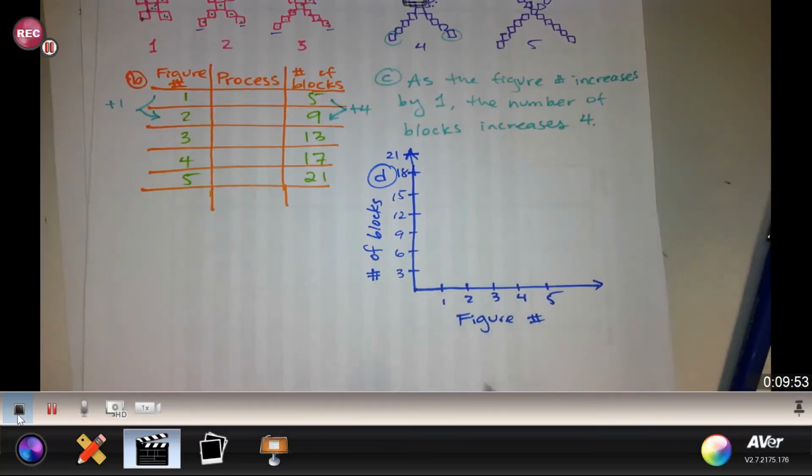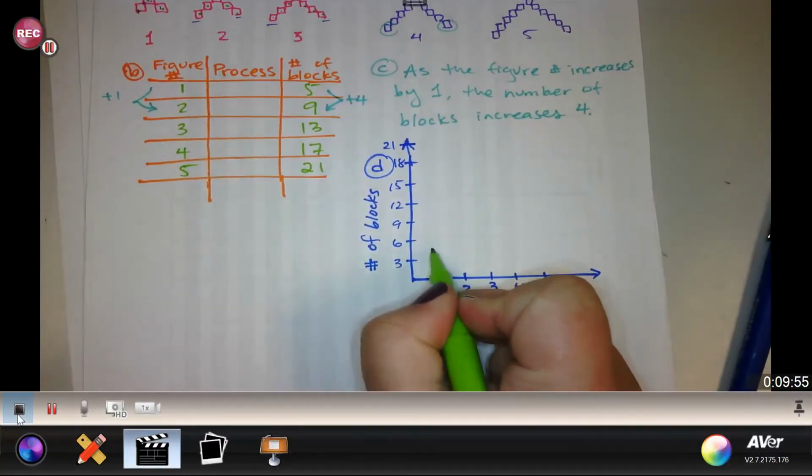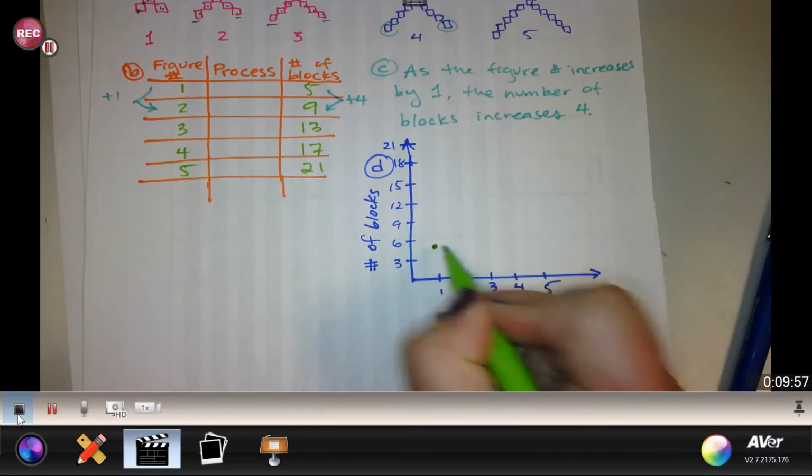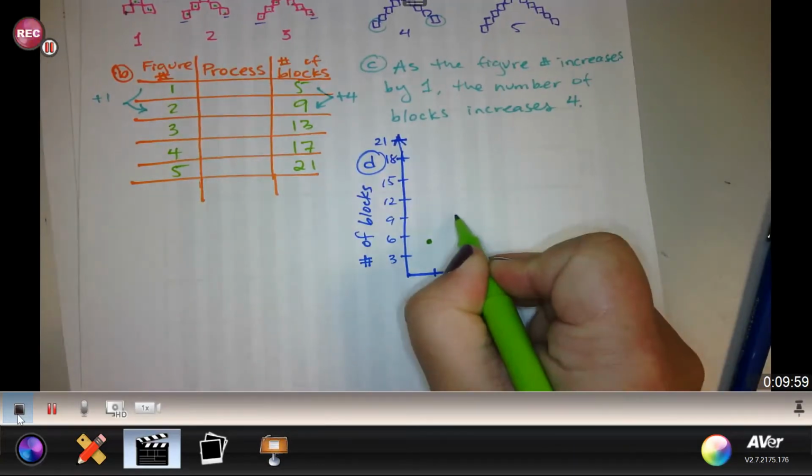Okay, so figure 1 has 5 blocks. I'm going to go up to almost 6, but not quite. Number 2 has 9 blocks. That's an actual 1, so over 9. 3 has 13, so I'm going to go to 12 and then go slightly past it. 4 has 17, so I'm going to go to almost 18. And then you can see that's kind of a, there we go. 5 is 21.